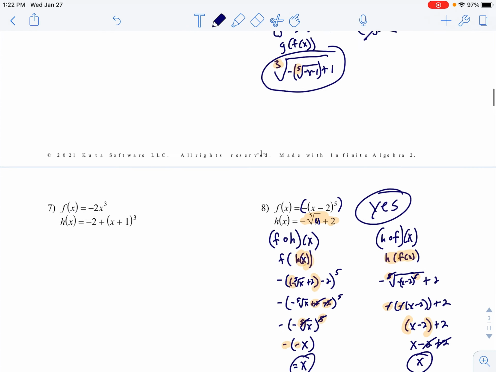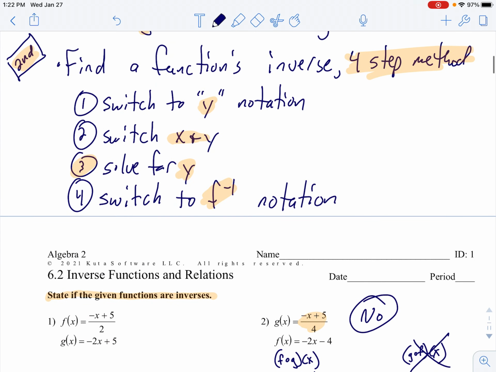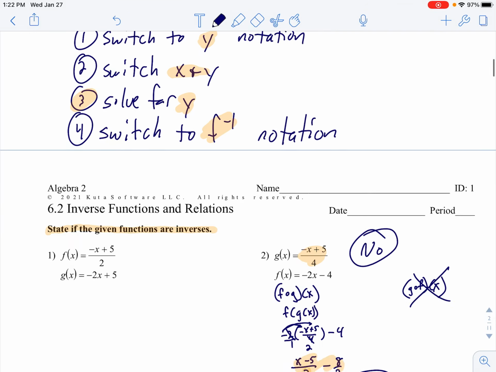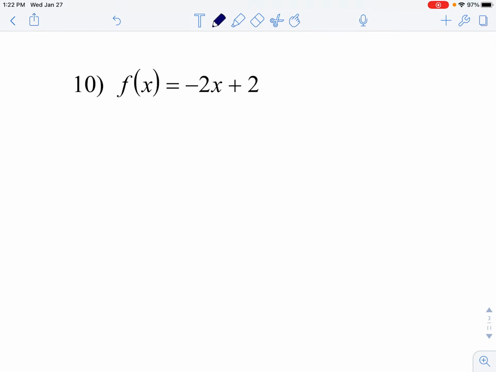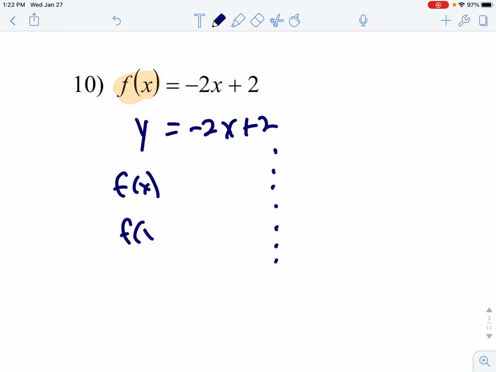Find the inverse of each function. So that's right here, this 4-step method for finding an inverse. Switch to y notation, switch x and y, solve for y, switch to f inverse notation. So 3 of the 4 steps aren't really doing math. The first thing you're going to do is write this as y equals negative 2x plus 2. The reason you do that is there's going to be a whole bunch of steps, and if you have to write f of x over and over and over in multiple steps, and then you have to subtract f of x from both sides and do this and that and everything else, it just becomes a big hassle. So switch f of x to y.